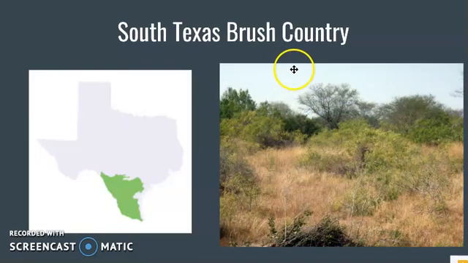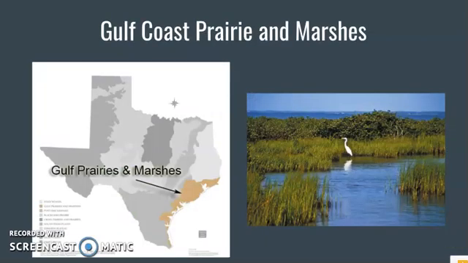And we've got the South Texas brush country. This is categorized by a lot of drought-tolerant plants. This area of Texas does not get a whole lot of rain, so it's typically very dry, and so these plants are adapted to living in that area.